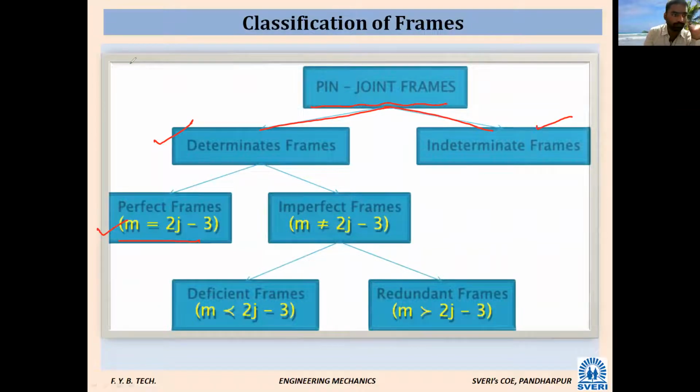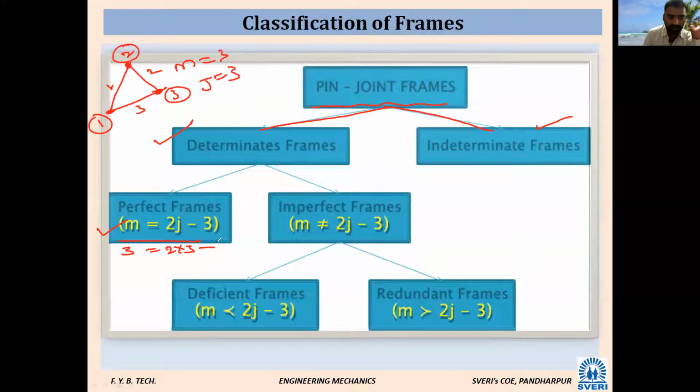I will draw one frame. So this is one frame. How many members are there? This is one, this is two, this is three. Three members. How many joints are there? This is one, this is two, this is three. Joints are three. So apply this: m is equal to 3. Two times joints, three joints, minus 3. So 2 into 3 is 6, 6 minus 3 is 3. So 3 is equal to 3. Is it perfect or imperfect? It is perfect.